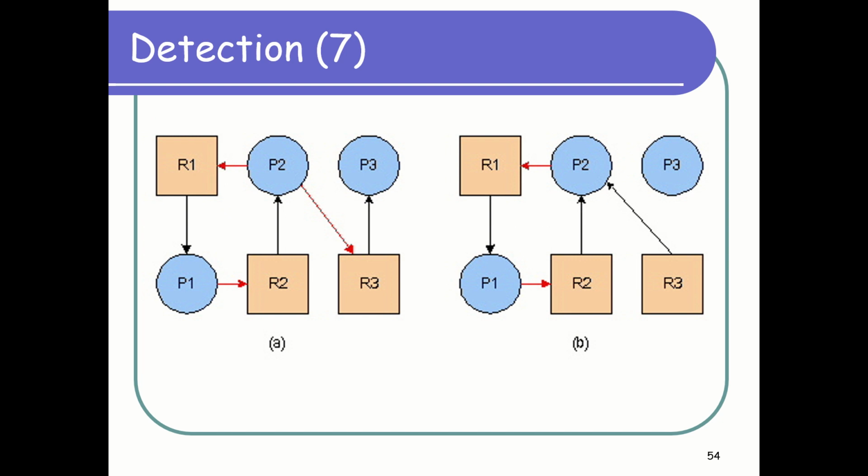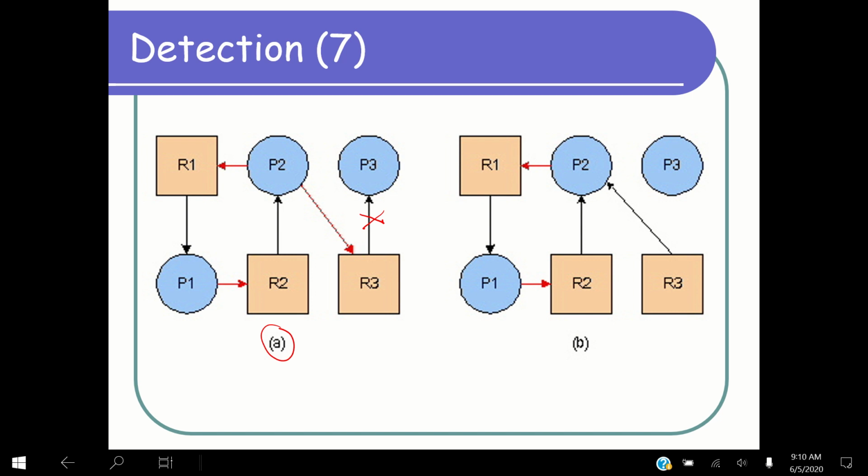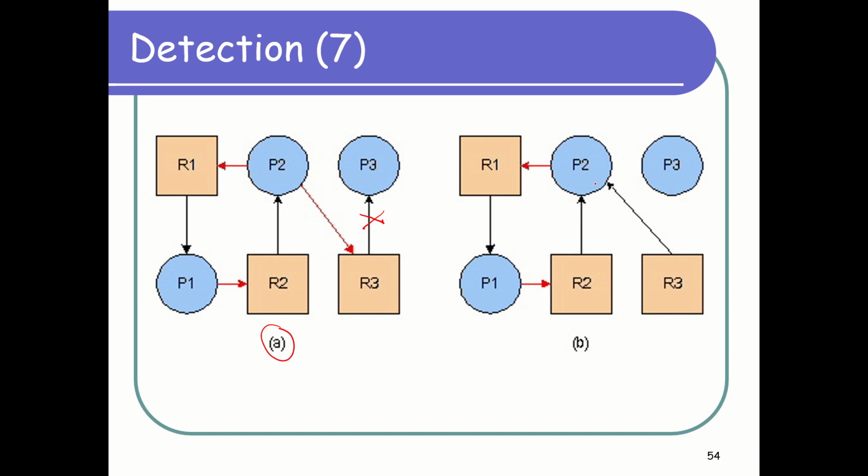So in A, the links P3 and R3 can be removed because P3 is not waiting for resources. R3 is serving P3, and P2 is waiting for R3 to serve it. So you can remove P3. When P2 requests R3, R3 can serve P2, and it becomes B.